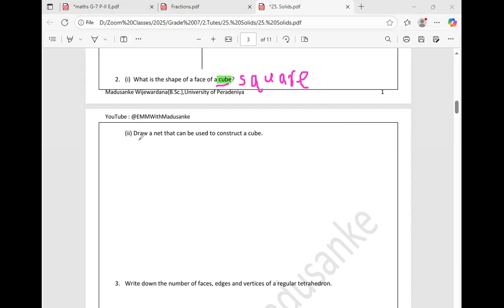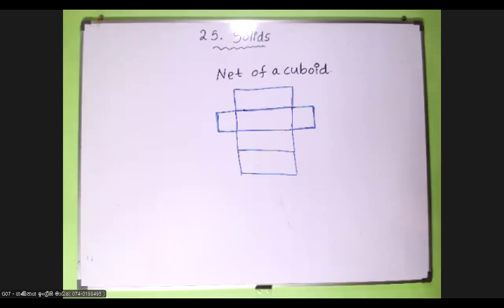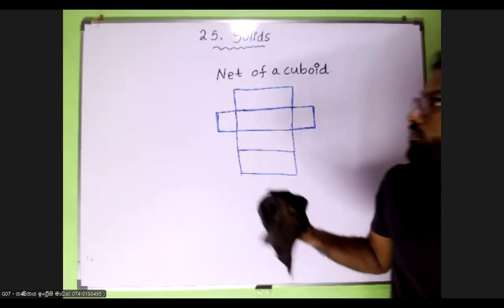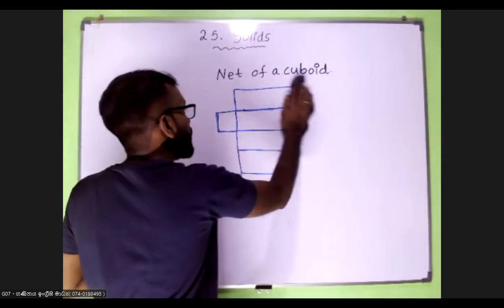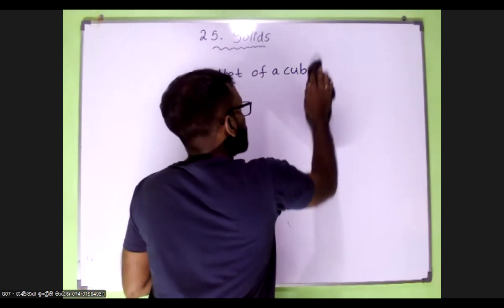But here again they are asking you to draw a net that can be used to construct a cube. So like previous, all faces should be equal in length and breadth. So square shape. How many faces should be there? Six faces. So I will use my board to explain that. Look at the board. So very basically, now this is the net of a cuboid. Now we are going to draw a net of a cube.